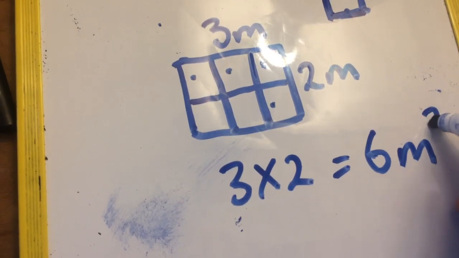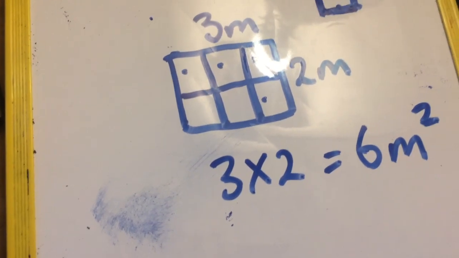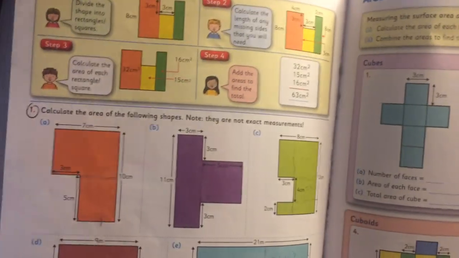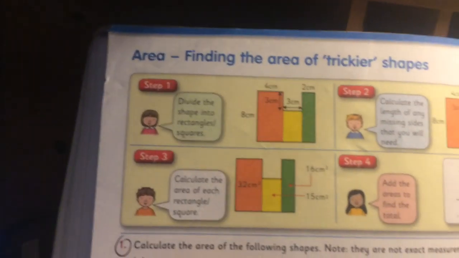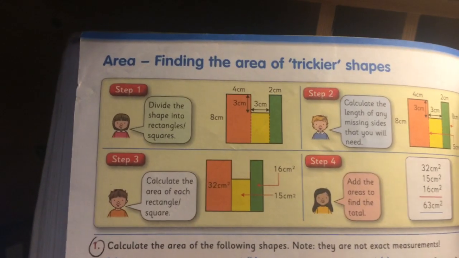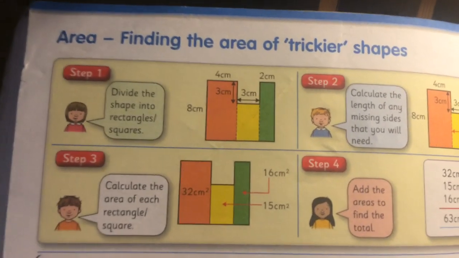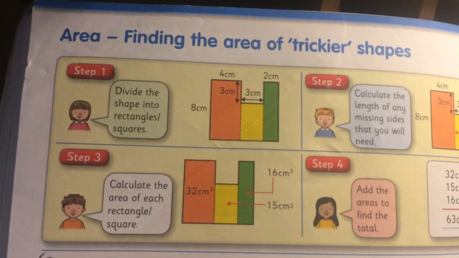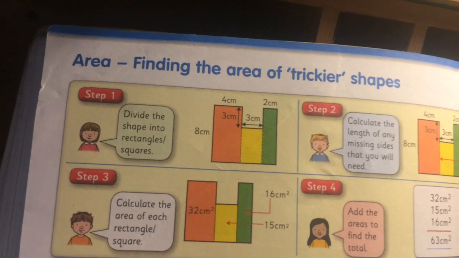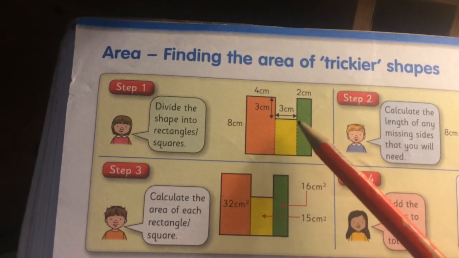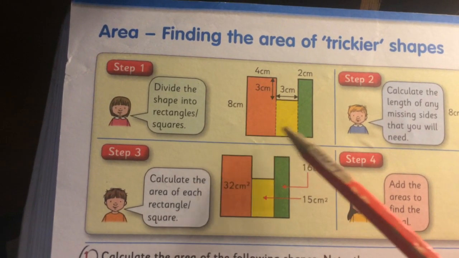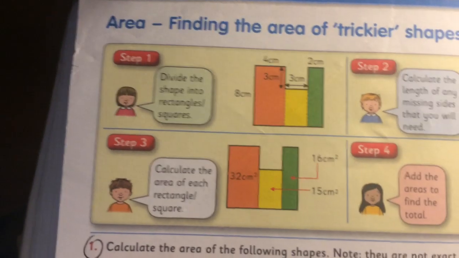Now it's important you put the square up. That tells you that it's area when there's a square on it there. So with that in mind, we're going to look at more trickier ones. Up here, what you do when you have an irregular shape like that is you divide it into regular shapes. You make it as regular as possible. So there's 1 rectangle, there's 2 rectangles, there's 3 rectangles.